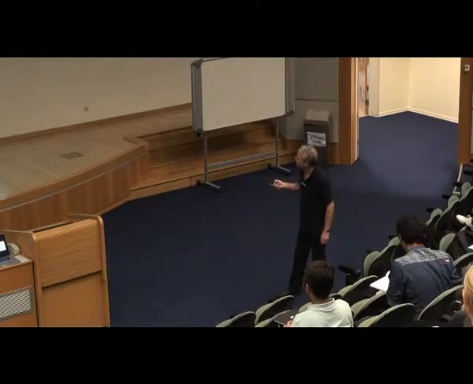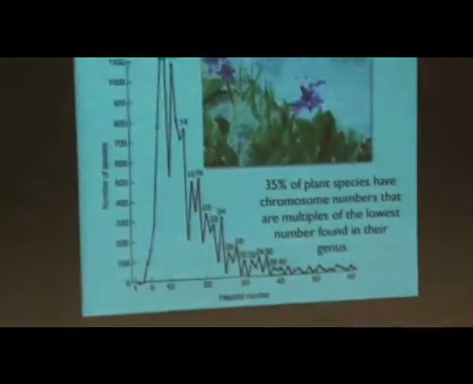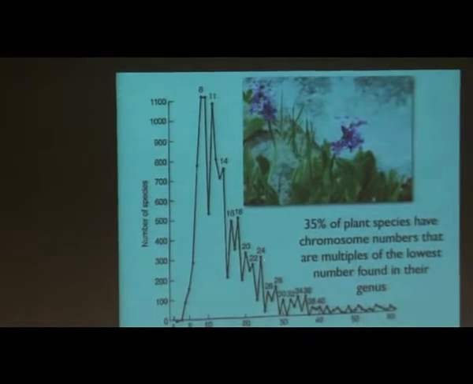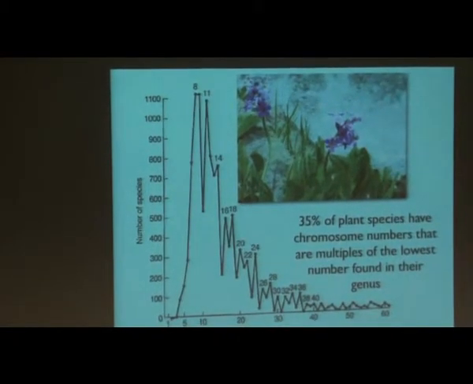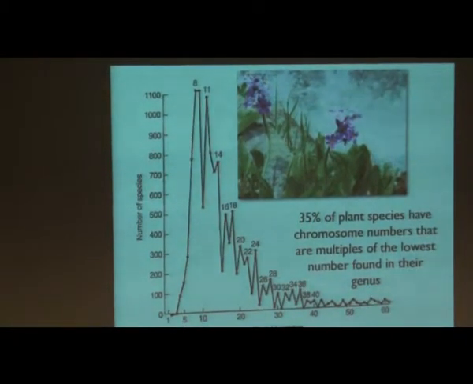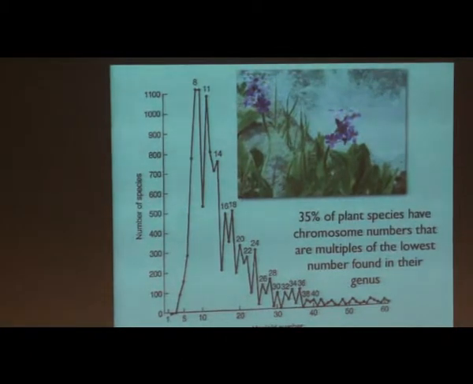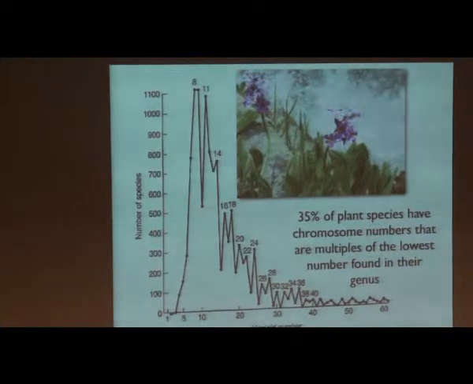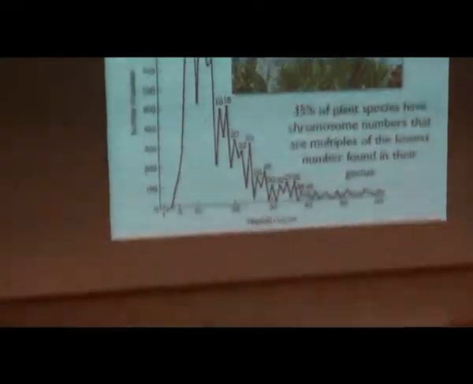But what I want you to see is, look at this, coming down here. There's a peak on 14, there's a peak on 16, there's a peak on 18, there's a peak on 20, peak on 22, peak on 24. What's happening? Even numbers. Now, why would there be an overrepresentation of plant species with even number chromosomes? The way you get even numbers is by doubling something. Okay?